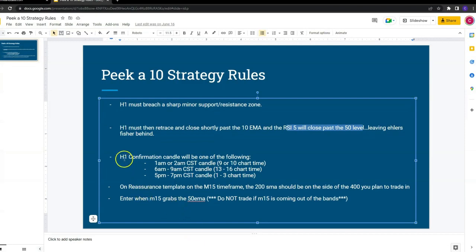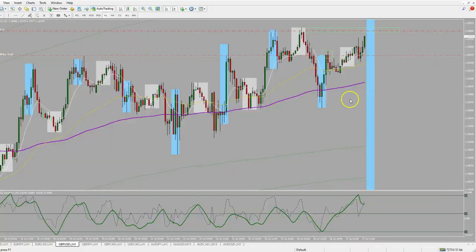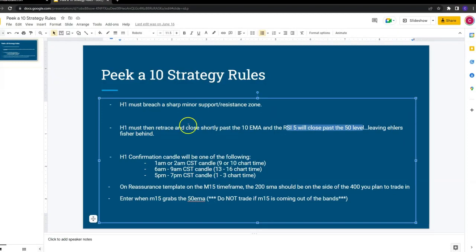The next one, H1 confirmation candle, will be one of the following. When I say the confirmation candle, I'm talking specifically about this one that closed past the 10 EMA. This bear candle is the confirmation candle, because the way that it closes lets me know, okay, this is a Peak of 10 because it's peaking past the 10 EMA. So that's the confirmation candle. I'm saying that it will be one of the following candles.